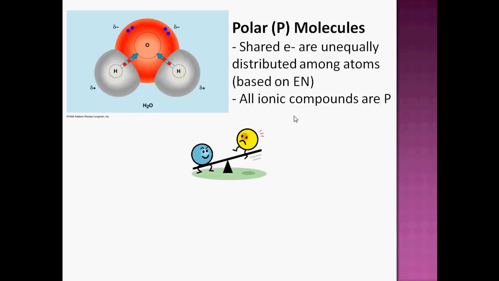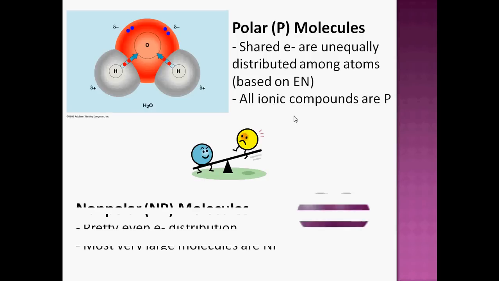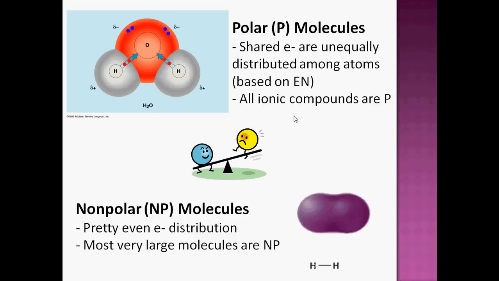Okay, whereas we could also have nonpolar molecules, and those are ones that tend to be pretty symmetrical. The electrons are being pretty evenly shared among all the atoms. There isn't one side of the molecule that's way more negative than the other side. And as it turns out, most large molecules, like the ones that make up you and me and the food that we eat, tend to be nonpolar, which we'll talk about more later in the year. Turns out to be a good thing if this happens.